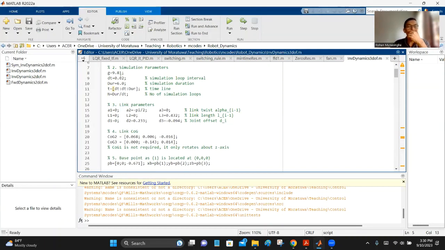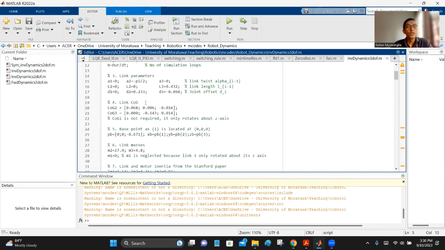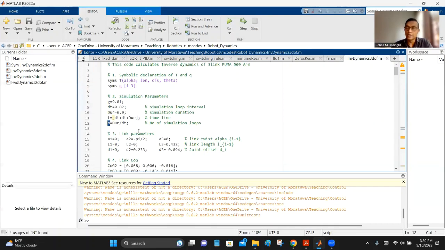Then number 2 over here, simulation parameters. So this is the strength of the gravity field, 9.81, and my simulation time interval is about 20 milliseconds for 6 seconds. My simulation is about 6 seconds. Okay, and this is my timeline, from 0 to that particular duration in terms of 20 millisecond intervals. So I'm going to generate about 300 samples, manageable. So this n is the number of samples in my simulation. Every 20 milliseconds, I have a sample.